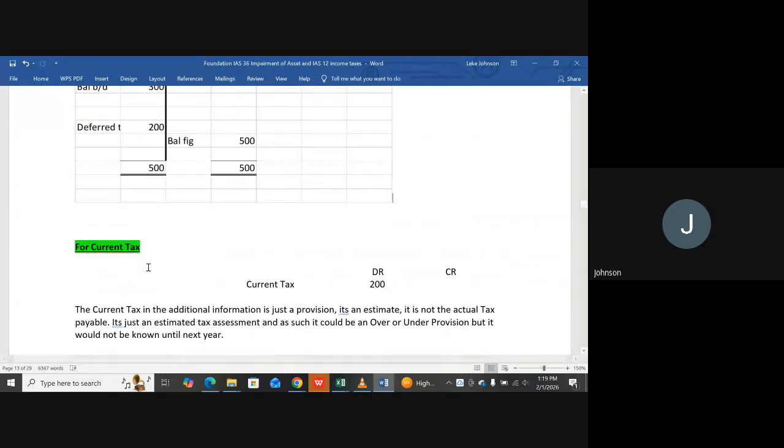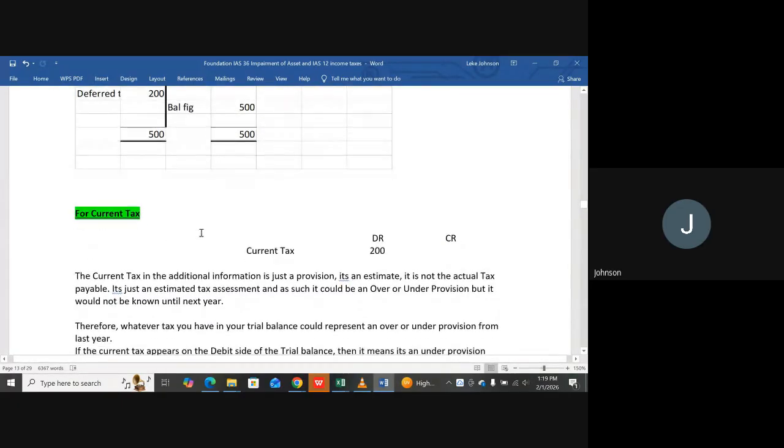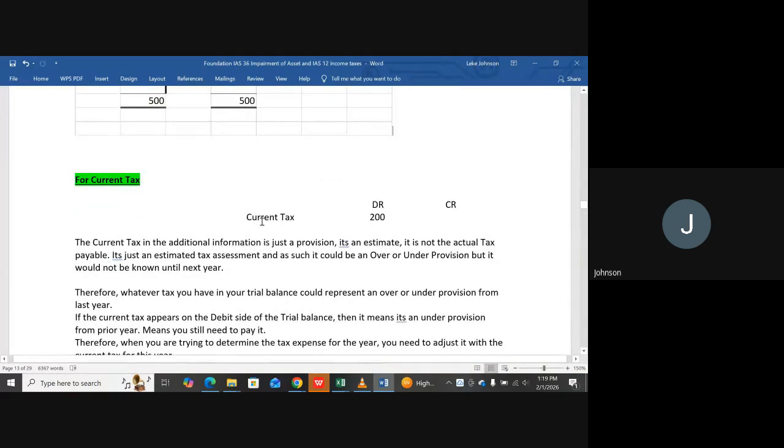So let's come here and check the current tax. Now, in your trial balance you have a current tax of 200. Now your current tax naturally ought to be a liability, right? Since it's your current tax for last year, it has to be a liability, but it's on the debit side, which means it is an asset.